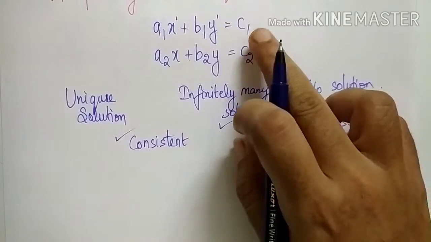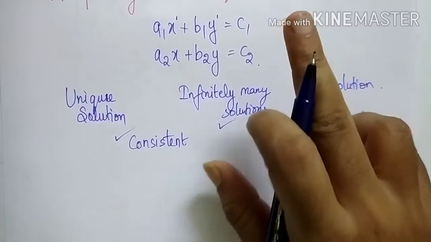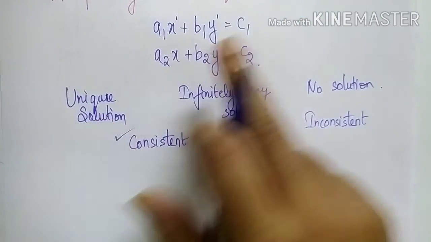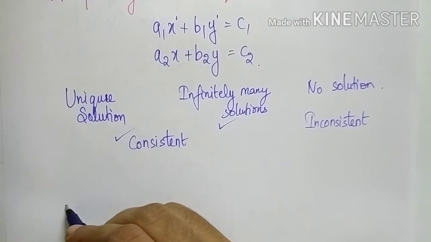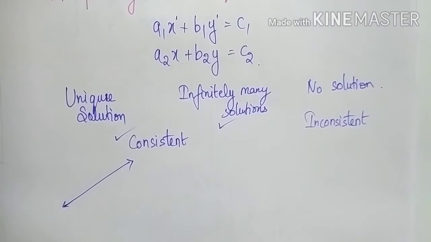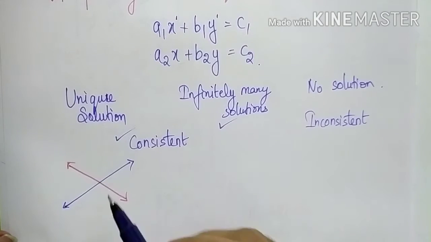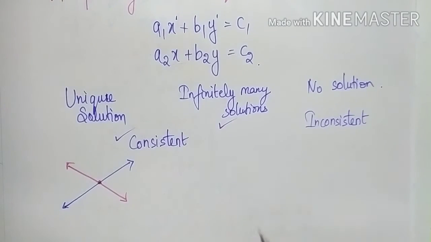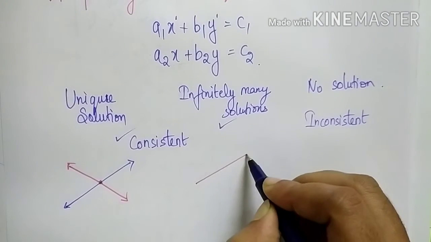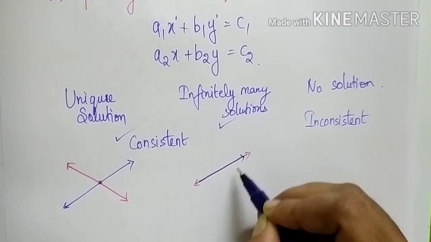As I told you, each linear equation represents a straight line in the graph. In the unique solution case, the straight lines will intersect each other. One line will be like this, and the other line will intersect this particular line. So the solution is nothing but the point of intersection of these two lines. In case of infinitely many solutions, both these lines are said to be coincident. What is coincident? If this is one line, the other line will also lie on the same line.